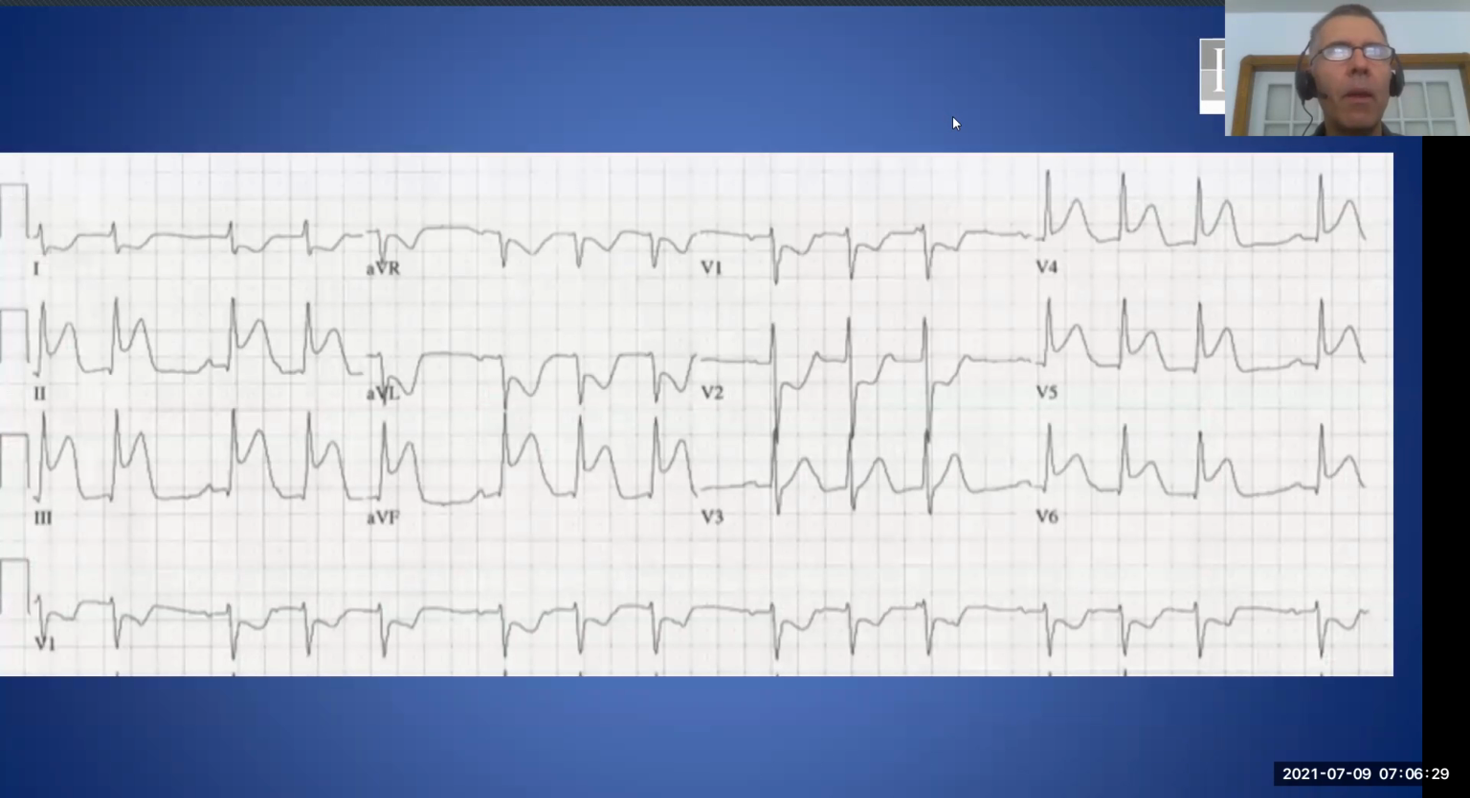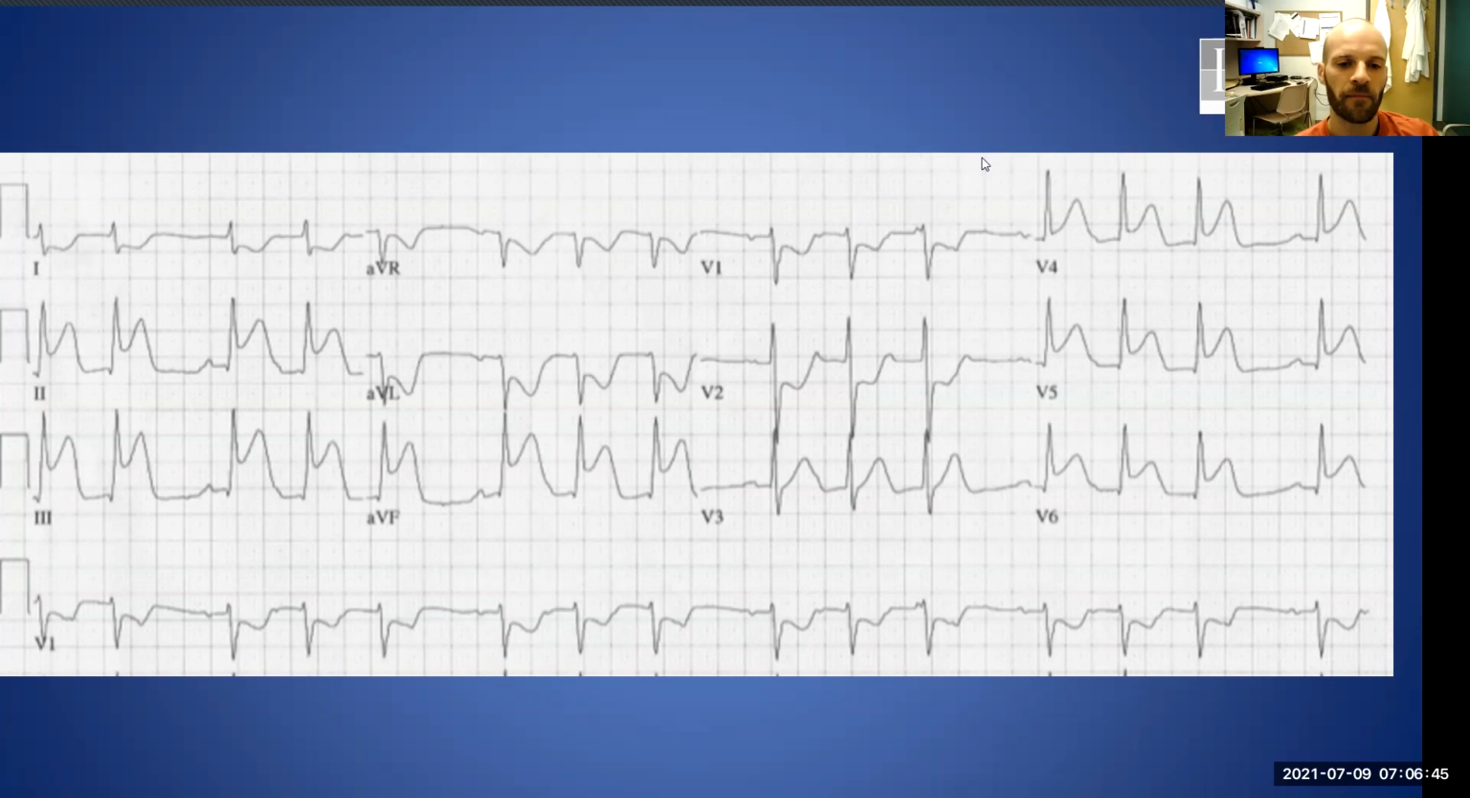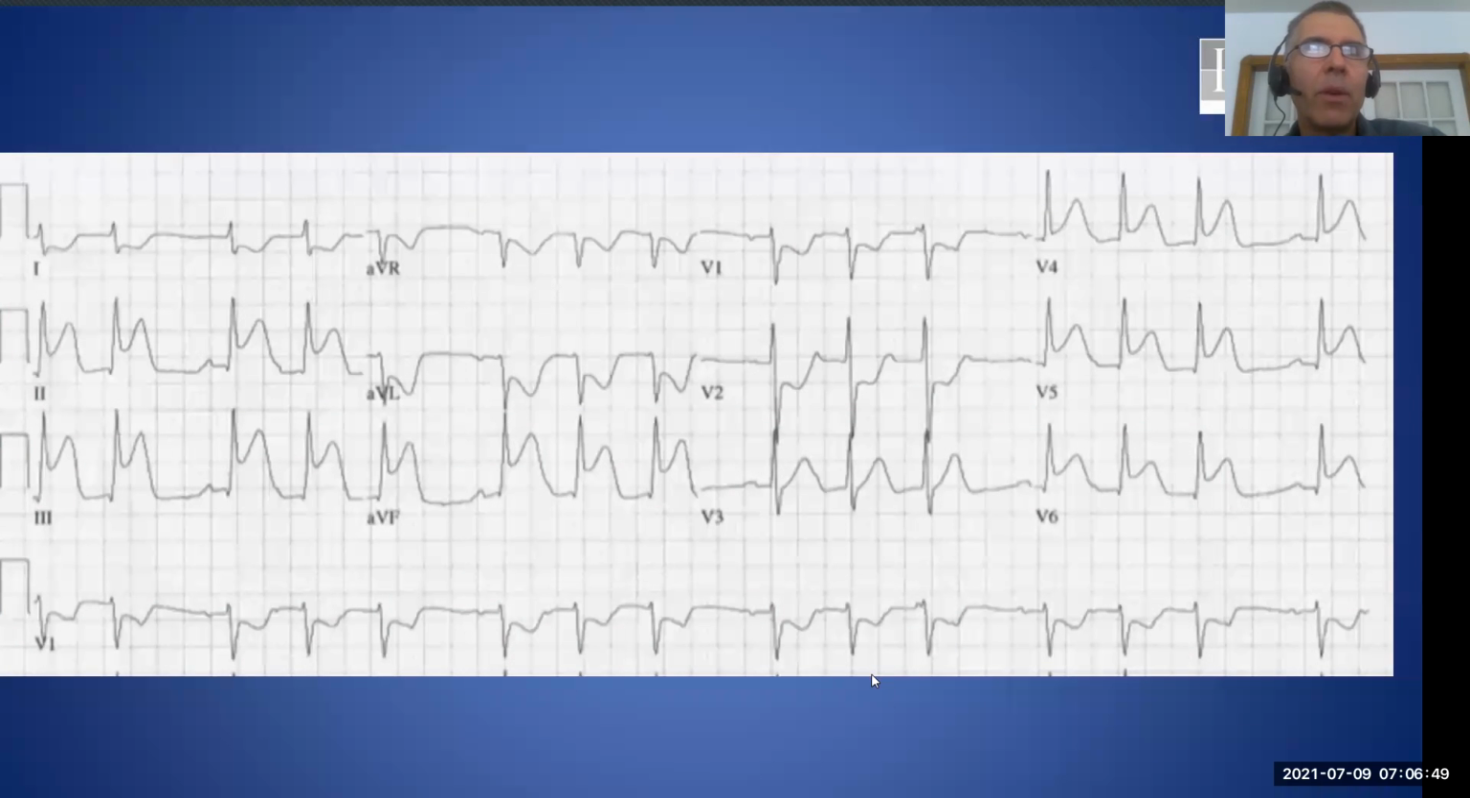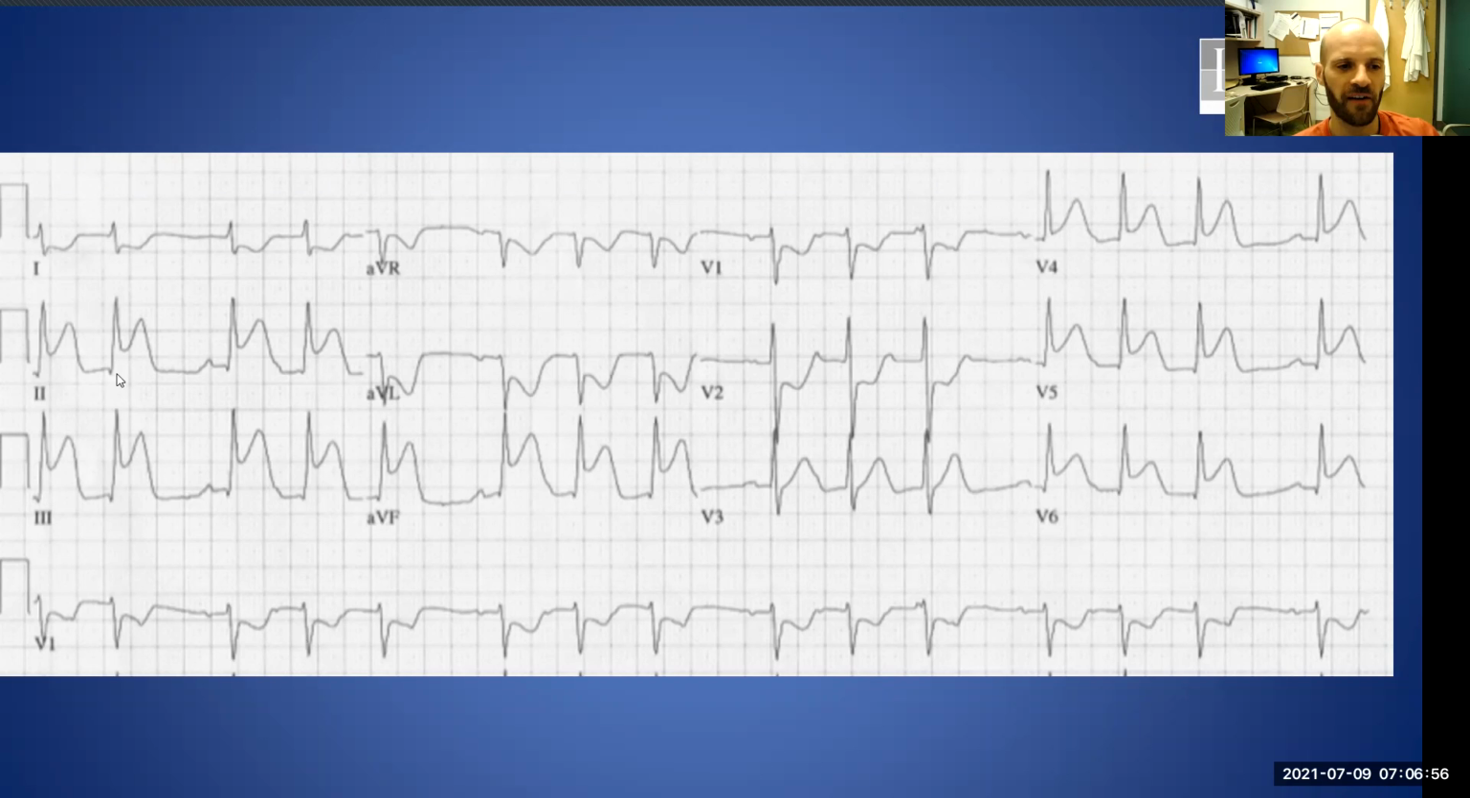I can go. Excellent. I detected ST elevation in leads 2, 3, maybe V4, 5, and 6. Perhaps this is located more in the inferior part of the heart. Very good. So inferior, 2, 3, and AVF, and lateral, V4 to V6. Excellent. Infralateral. Very good.